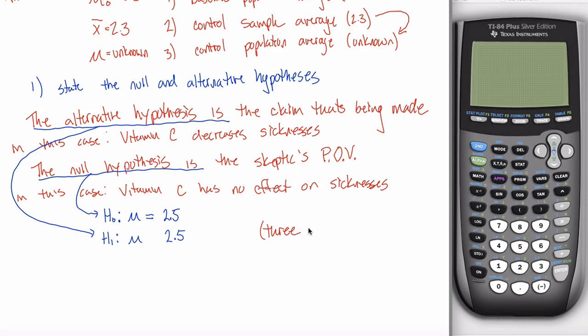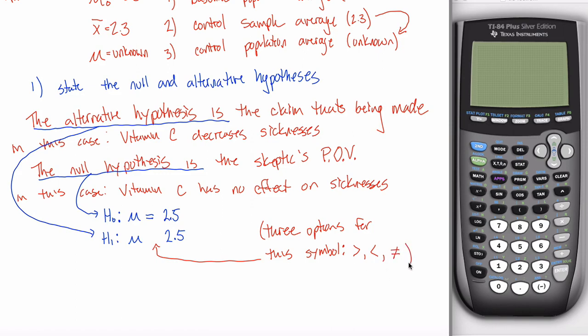3 options for this symbol. And they are a greater than sign, a less than sign, or a does not equal sign.